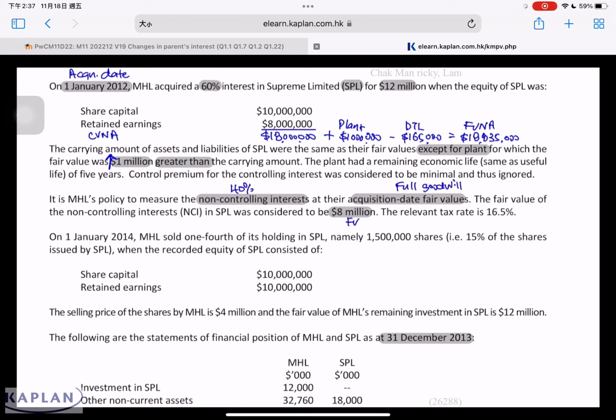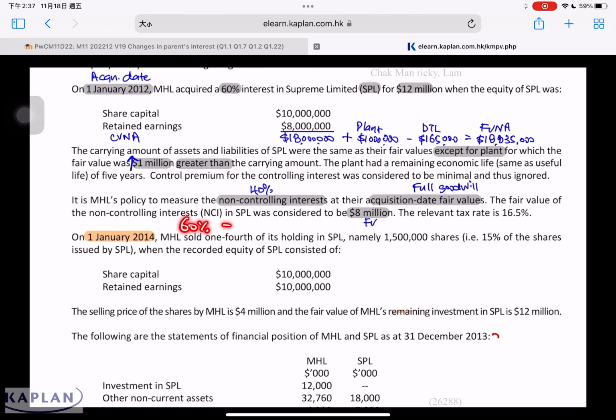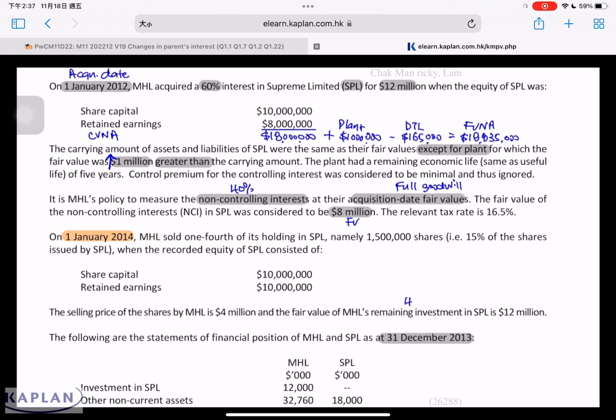On 1st Jan 2014, the acquisition was 1st Jan 2012, so to here is 2 years. And this date is 1 day after the year end. MHL sold 1/4 of its holding, 25% of its holding. Before that it is 60%, minus 25% of 60%, which is 15%. 15% is the 25% of 60. After the disposal, it becomes 45%.